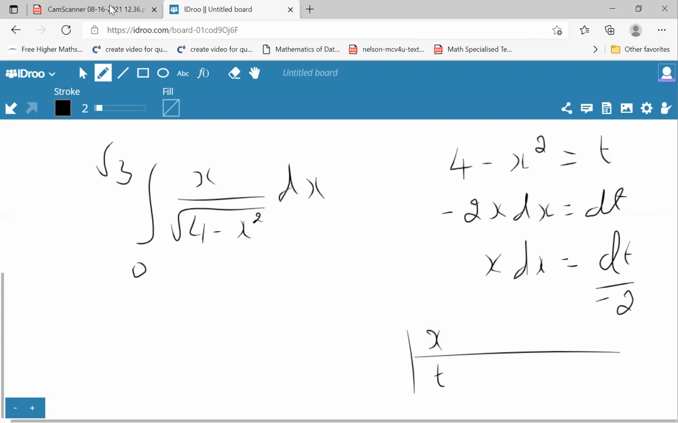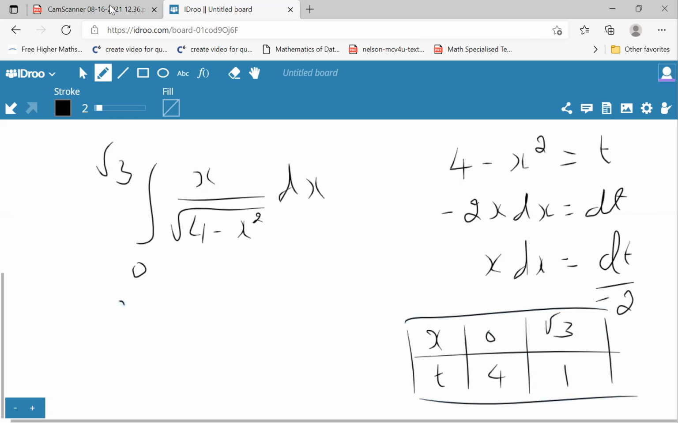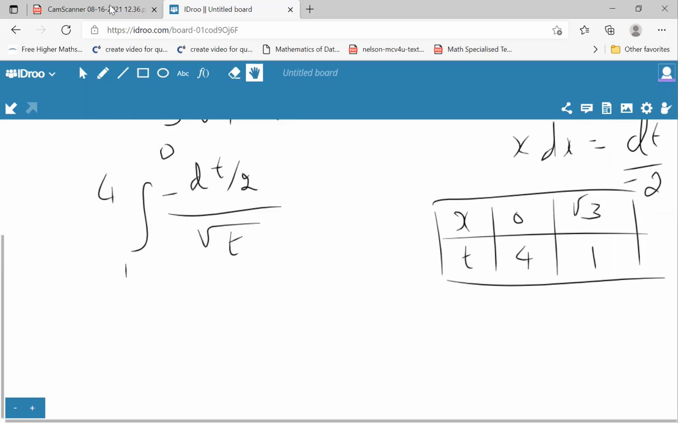So when x is equal to 0, t is equal to 4. When x is equal to root 3, 4 minus root 3 the whole square is 4 minus 3, which is equal to 1. So the limit changes to 1 to 4. So 1 to 4, in the place of x dx, let us now put minus of dt by 2 by root t. So let's take the half outside, minus half outside, integration of 1 to 4.